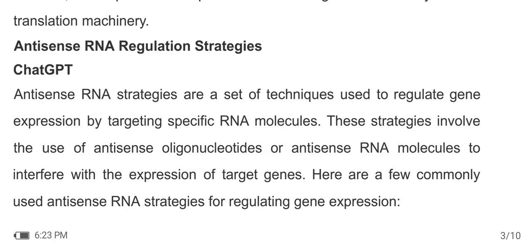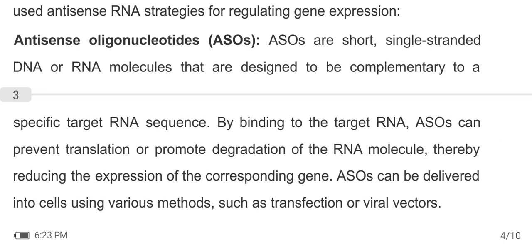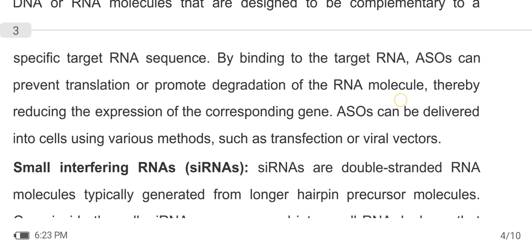Antisense RNA regulation strategies. Antisense RNA strategies are a set of techniques used to regulate gene expression by targeting specific RNA molecules. The strategies involve the use of antisense oligonucleotides or antisense RNA molecules to interfere with the expression of target genes. Antisense oligonucleotides, ASOs, are short single-stranded DNA or RNA molecules that are designed to be complementary to a specific target RNA sequence. By binding to the target RNA, ASOs can prevent translation or promote degradation of the RNA molecule, thereby reducing the expression of the corresponding gene.